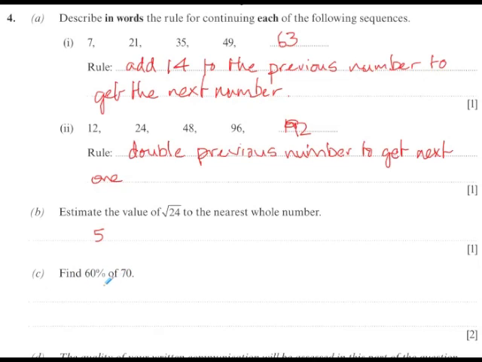Find 60% of 70. 60% is 60 out of 100, so we can write that like this. We can knock off the noughts here, so we're just left with 6 times 7, which is 42.